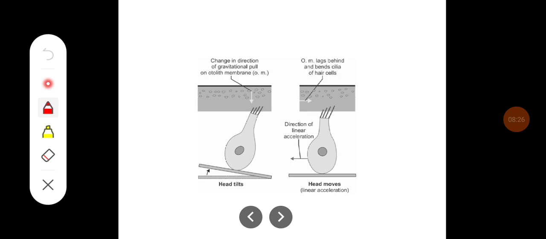Okay, so this is how the otolith hair cells are stimulated. When there is a head tilt, there will be distortion of the hair cell that is going to excite the cell, and during linear acceleration, because of the inertia of the otolith organ, the hair cells are distorted, and that is going to stimulate the hair cell.